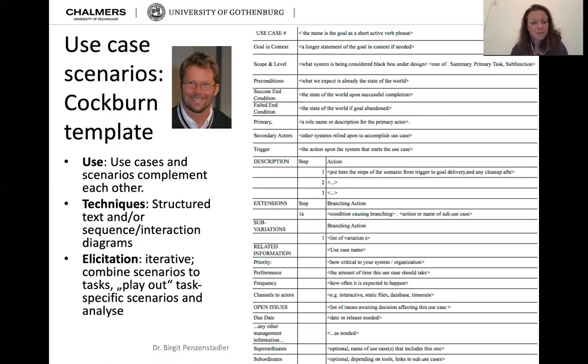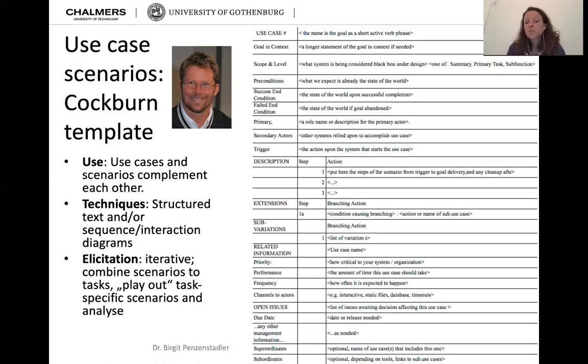And then we come to channels to actors. So they could be interactive. They could also just be a static file. They could be a database. They could be a timeout. When they go to systems, users hopefully don't time out. Maybe sometimes if they just walk away.